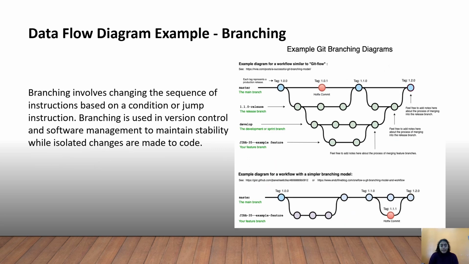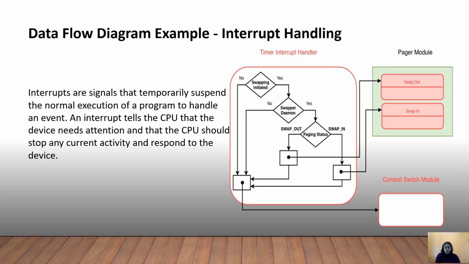Branching. Branching involves changing the sequence of instructions based on a condition or jump instruction. Branching is used in version control and software management to maintain stability while isolating changes made to code. Interrupt handling. Interrupts are signals that temporarily suspend the normal execution of a program to handle an event. An interrupt tells the CPU that the device needs attention and that the CPU should stop any current activity and respond to the device. It is called interrupt handling.